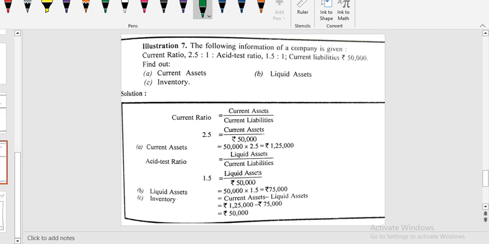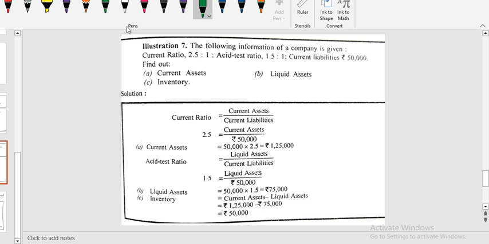This is another illustration. Now the current ratio is 2.5 is to 1. Acid test ratio is 1.5 is to 1. Current liability is 50,000 rupees. This is the information given. They are asking us to find out current assets, liquid assets and inventory.